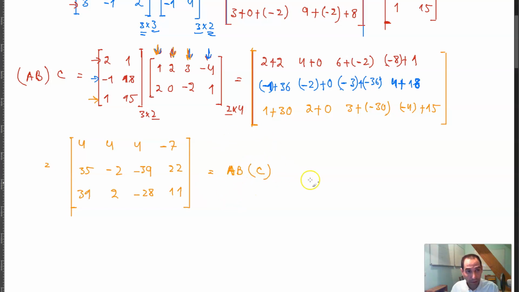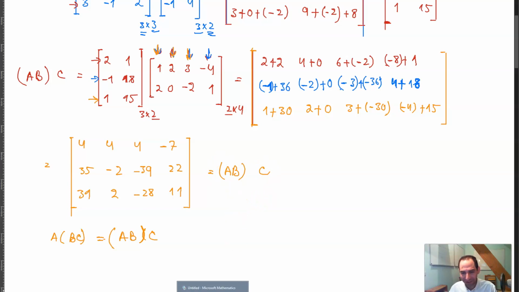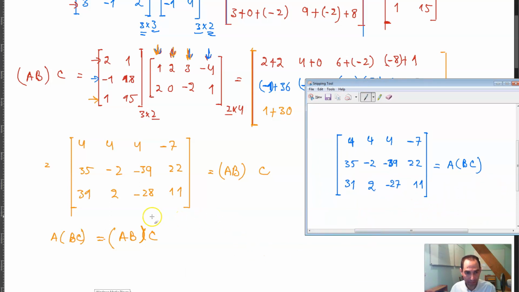So this is AB times C, and we wanted to show that A times BC is equal to AB times C. It's actually supposed to be this way, AB times C. So what the screenshot that we had showed was that A times BC was this matrix, and we wanted to show that that is equal to AB times C, meaning that I wanted to show that these two matrices are the same.